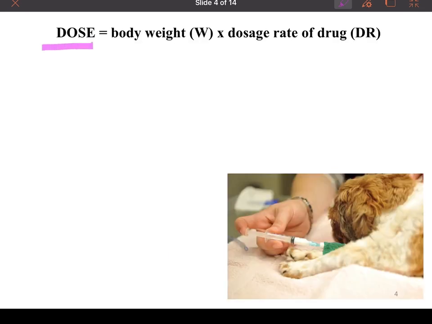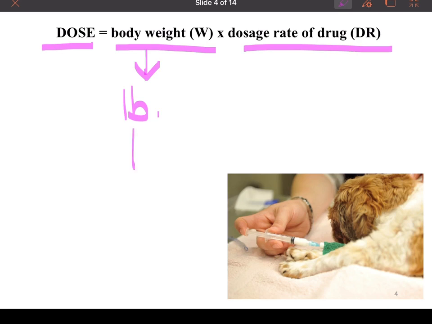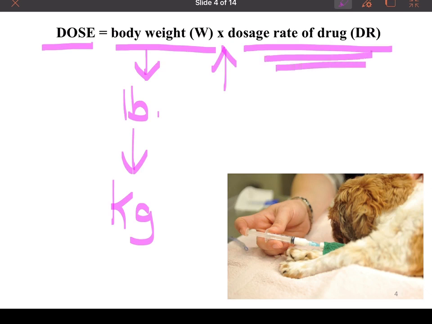Our dose is equal to the animal's body weight times the dosage rate of the drug, which is going to be a given. Now we can weigh our patient and get body weight. Sometimes we weigh in pounds, oftentimes we have to convert to kilograms, times the dosage rate. Again, the dosage rate is a given. It's either going to be given in the veterinarian's orders, we'll find it in Plumb's, or find it on the drug label occasionally.